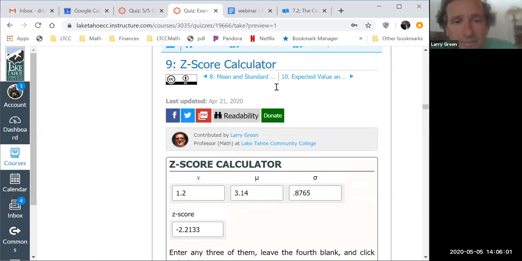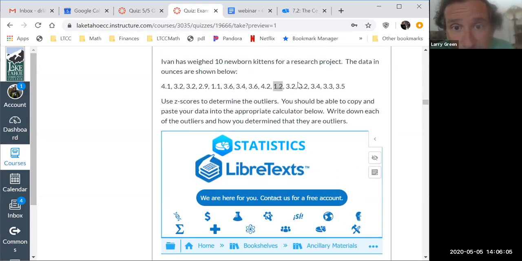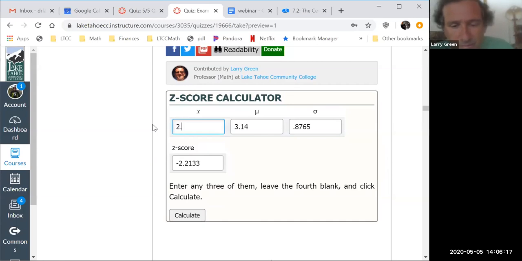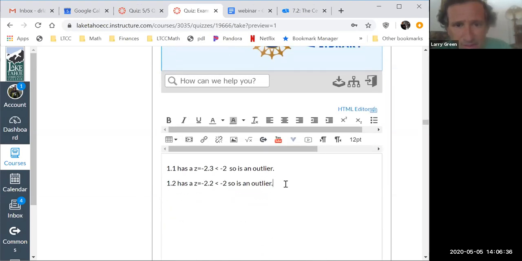All right, let's go to the next lowest. The next lowest is 2.9. Again, you just skim through until you find the next lowest. So let's put 2.9 in. Okay, what do we say about 2.9? Yeah, not an outlier. Our z-score, I'm going to go one decimal, is negative 0.3. So 2.9 has a z equal negative 0.3, which is greater than negative 2. So 2.9 is not an outlier. We've now found the two outliers that are below the mean.